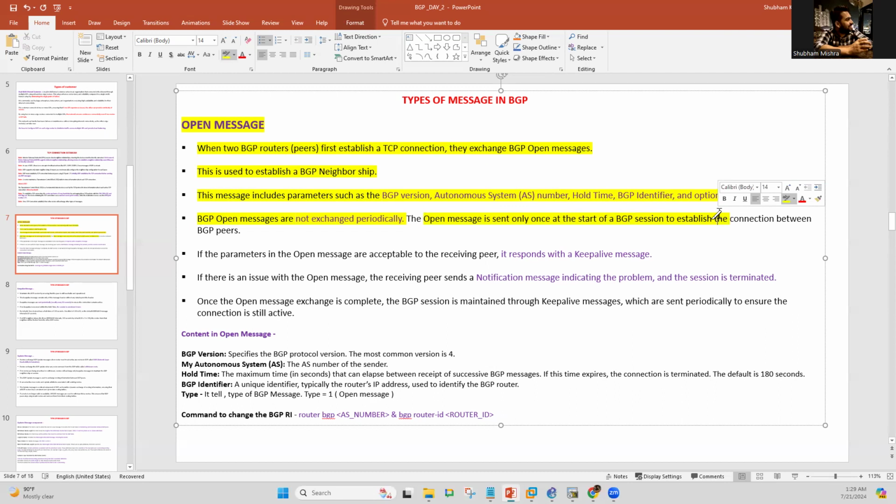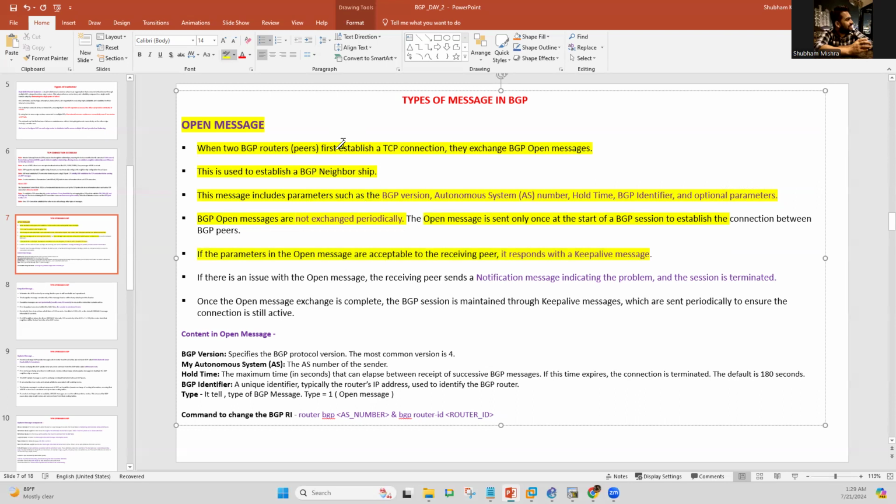After that, both routers exchange TCP packets to establish a TCP connection. When the TCP connection is established, the routers will exchange the open message, and they exchange the open message only one time. Only one time. Are you getting my point, everyone? If the parameters in the open message are acceptable to the receiving peer, it responds with keepalive messages.